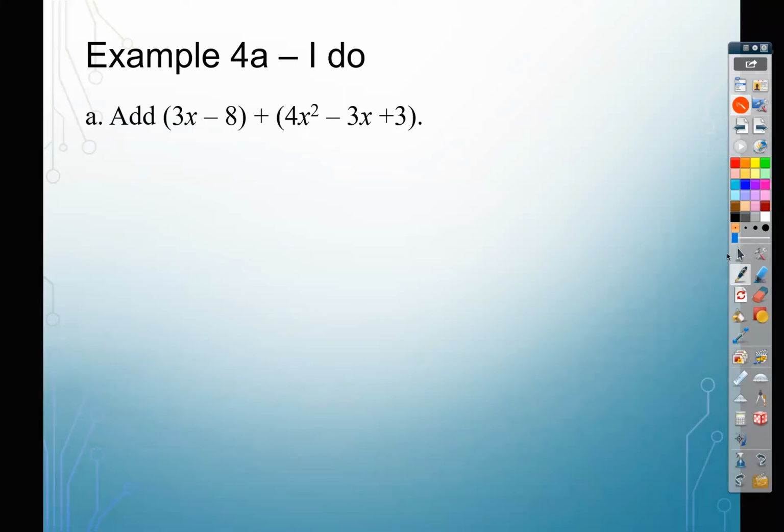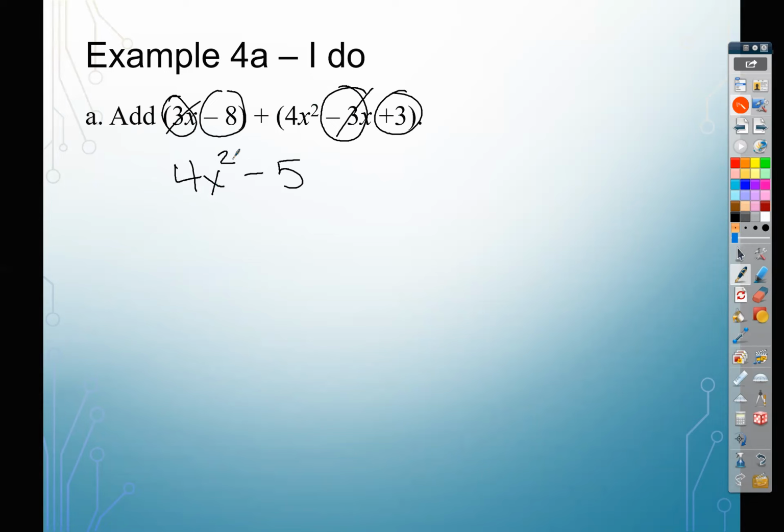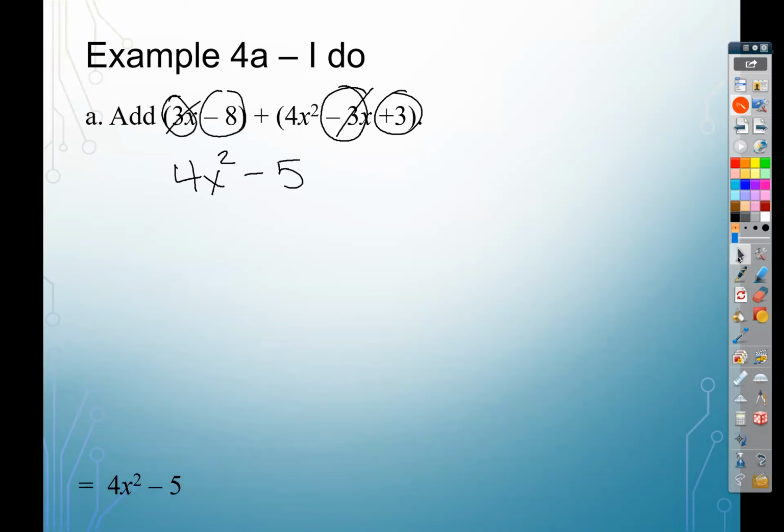Okay, so we're going to add these two. We're going to have 3x plus, what can I combine in here? This 3x. So 3x plus a negative 3x, those are actually going to cancel each other out. I can combine this negative 8 with, so negative 8 plus 3 is negative 5. And then what's left? Just this 4x squared. So I can put that in front. I'm just combining like terms.